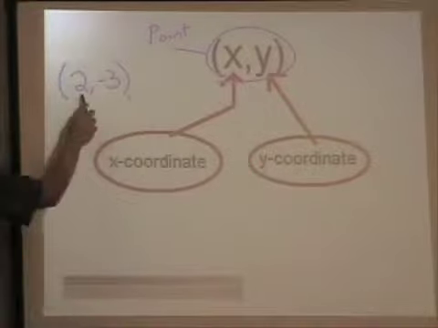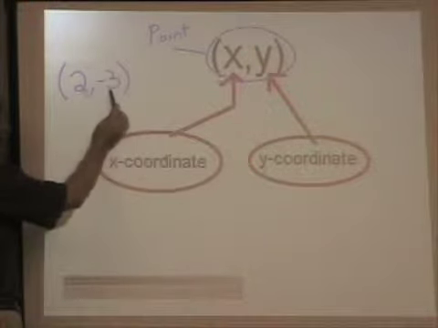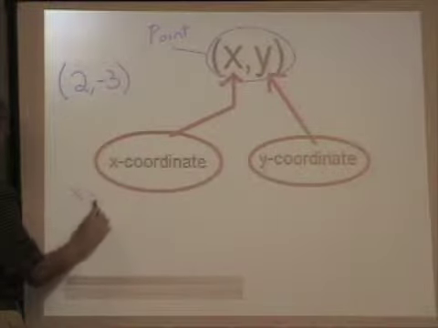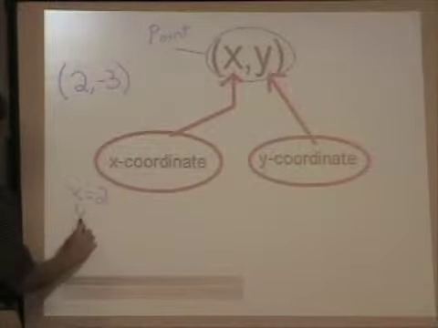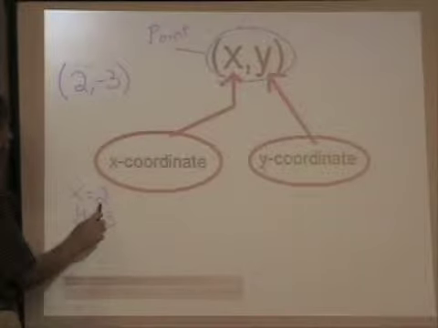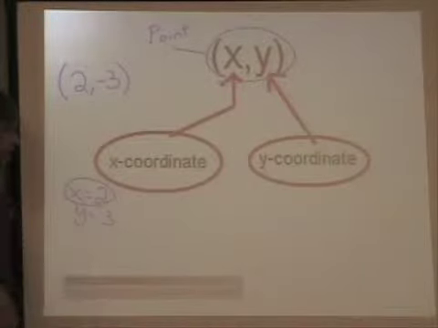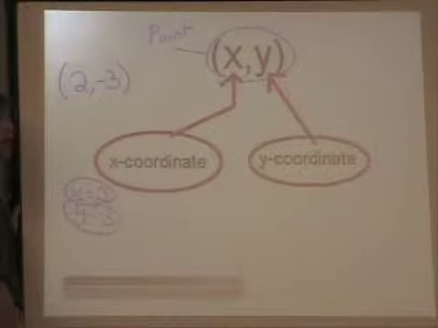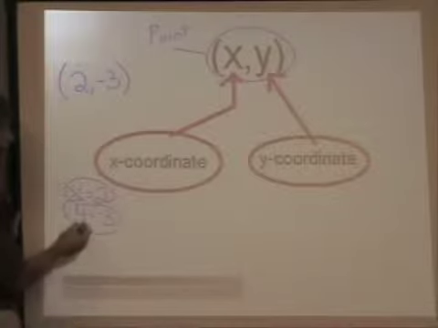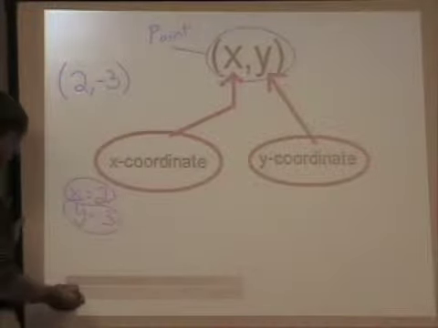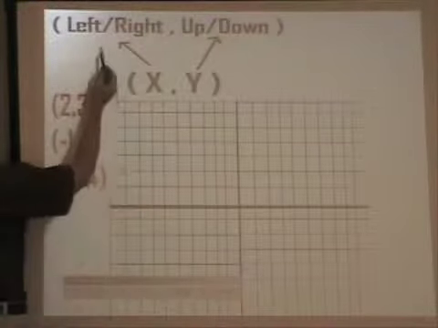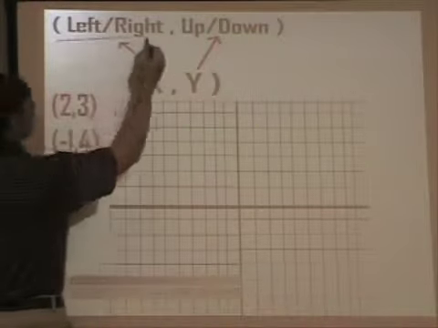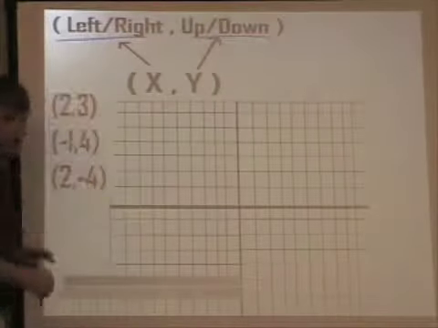Here I've got the point (2, -3). What is this called? A point. What does x equal? 2. And what does y equal? -3. If it's positive and it's an x, you go which direction? Right. And if it's negative and it's a y, you go which direction? Down. Y only goes up or down. What does x go? x goes left and right, y goes up and down. Copy that please.